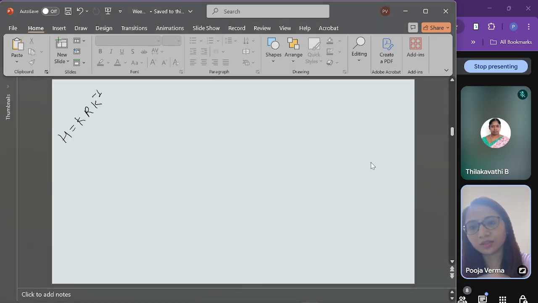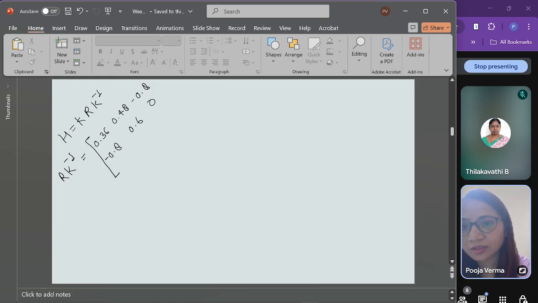Okay, so let's first multiply R into K inverse, then we multiply by K. We already know the rotation matrix is given: 0.36, 0.48, minus 0.8, minus 0.8, 0.60, 0.48, 0.64, and 0.6. This is the rotation matrix already given.